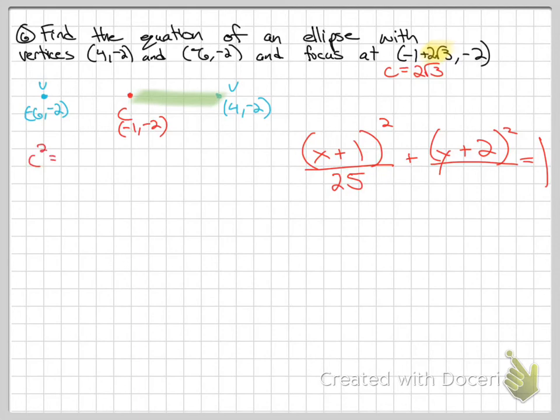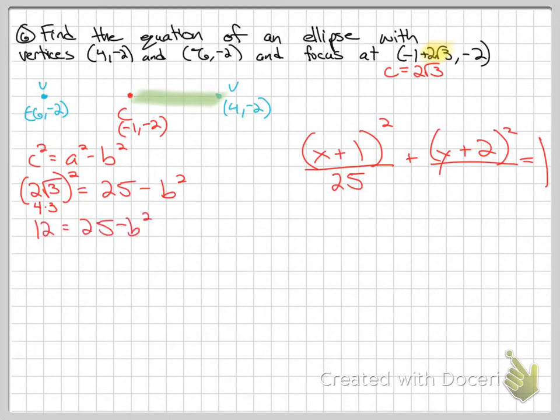So C squared equals A squared minus B squared still. Always a good idea to use parentheses when you're squaring something like 2 root 3. A squared is the 25. Remember, when you square something like this, 2 squared is 4, root 3 squared is 3, 4 times 3 is 12. Do a little subtraction. B squared equals 13.